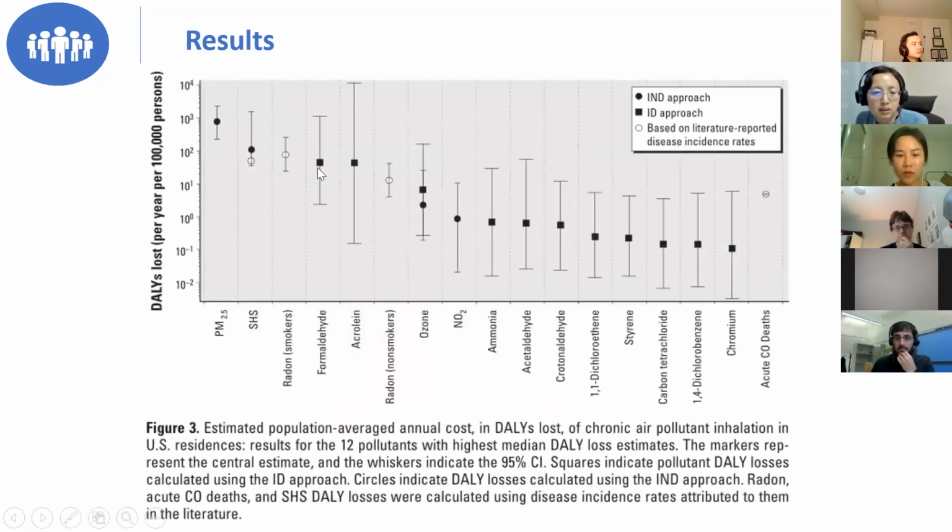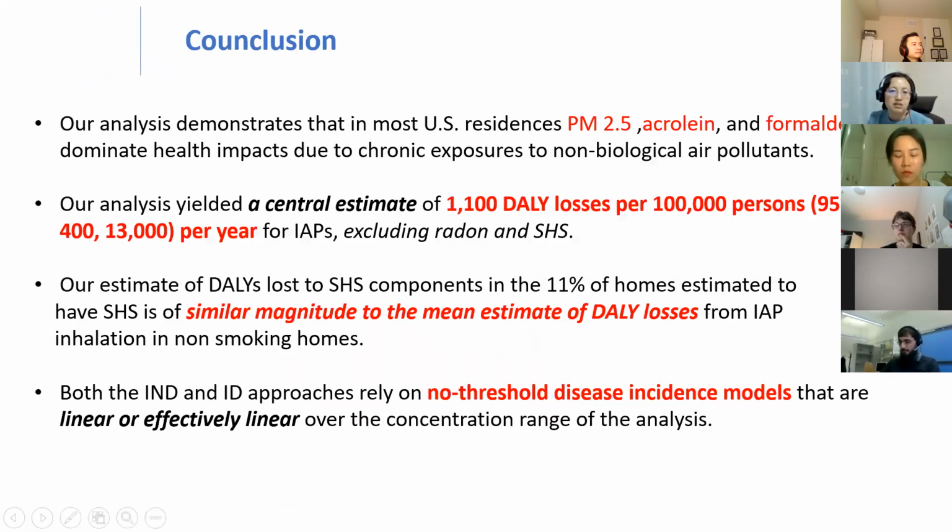So the black squares and black dots here indicate different approaches to evaluating the health burden. In their conclusions, they think that these two methods are comparable for this calculation. So in this study, the final conclusion they give us is that in United States residences, PM2.5, acrolein, and formaldehyde really dominate the health impacts due to chronic exposure to non-biological air pollutants. And this is their estimate of the number of DALYs per 100,000 persons.